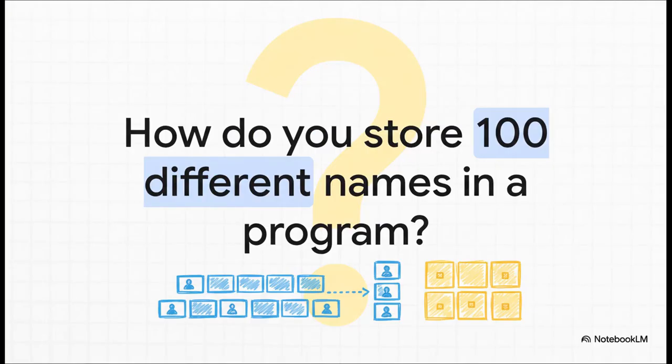Okay, imagine this. You're building an app. Let's say it's a simple contact list. You need to store 100 different names. How would you actually do that in your code? It sounds like a pretty straightforward question, right? But as you're about to see, the most obvious answer gets really messy really fast.